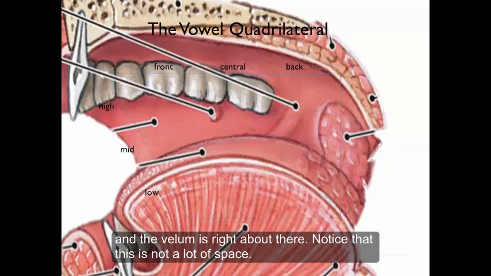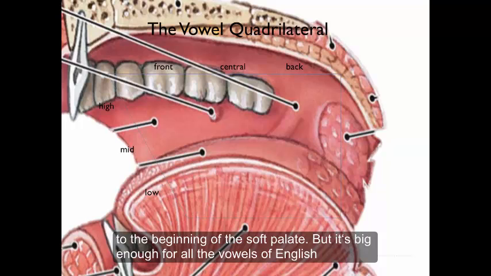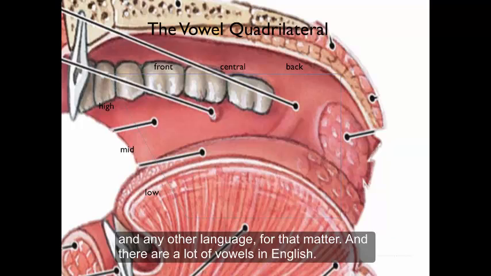Notice that this is not a lot of space. The front-back dimension of the front vowel space is pretty much the distance from the end of the alveolar ridge to the beginning of the soft palate. But it's big enough for all the vowels of English, and any other language for that matter. And there are a lot of vowels in English.